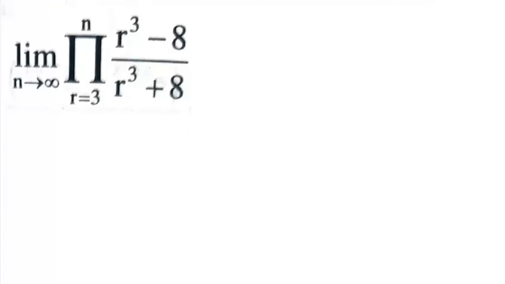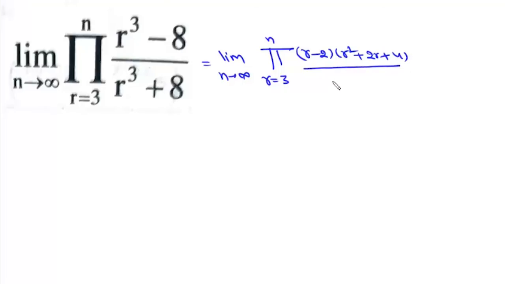Now here the question is, we need to find this limit as n tends to infinity of the product of (r cube minus 8) upon (r cube plus 8). So we write this as the limit n tends to infinity, the product r varies from 3 to n, of (r minus 2)(r square plus 2r plus 4) upon (r plus 2)(r square minus 2r plus 4).